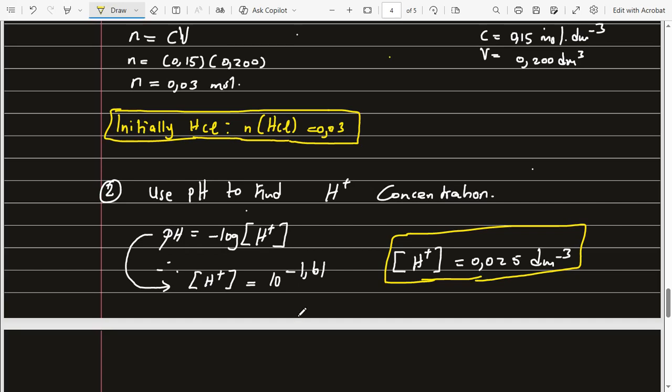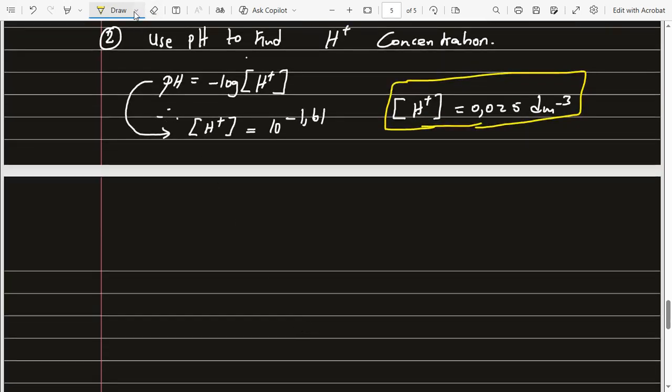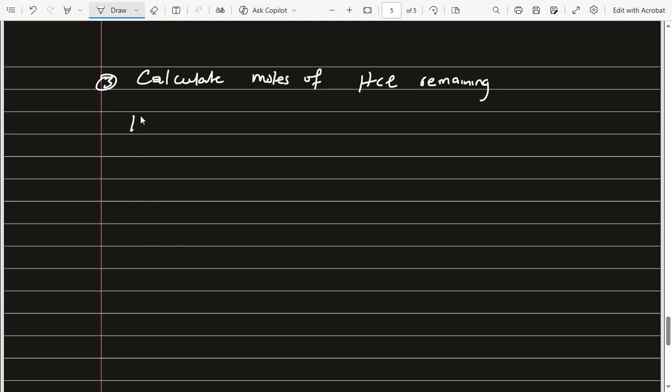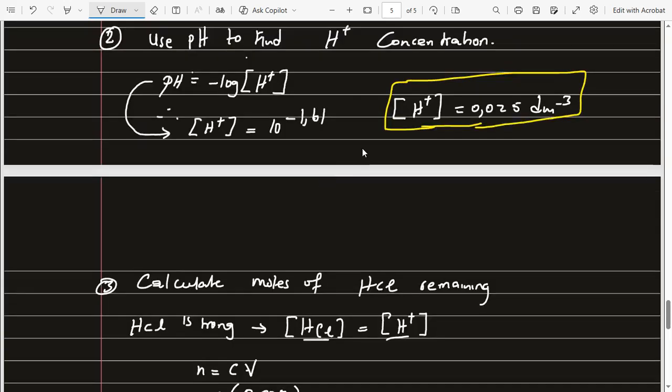Right. So now that you have the concentration of the H plus, you can find the moles of the HCl remaining. So we're going to calculate the moles of that HCl remaining. Let me quickly work on that. HCl is a strong acid, and if it's a strong acid, this tells you that the concentration of the HCl will be equal to the concentration of the H plus ions. So the number of moles will be the concentration times V, and you do the substitution. We are saying that these two have equal concentration, so I'm just going to substitute 0.025, which is what we just calculated as the concentration of the H plus ions.